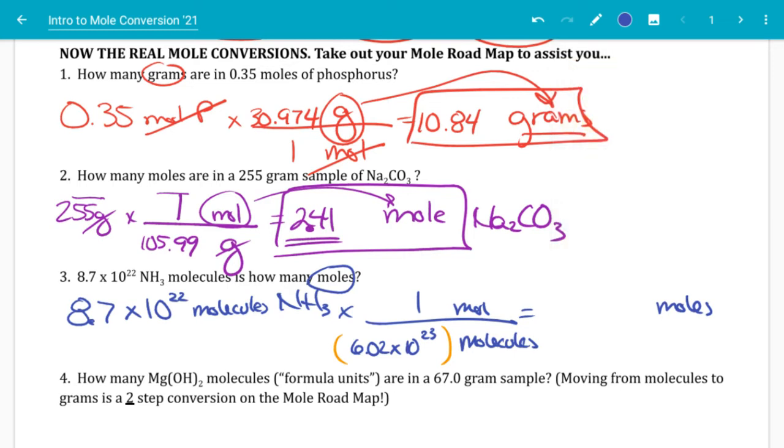So I'm going to do 8.7. I'm typing it into my calculator, 8.7 times 10, and for me, it's y to the x, 22. And now I'm going to divide it by parentheses, 6.02 times 10 to the 23rd, close parentheses, and then I hit equals, or some of you hit return. And I get for an answer 0.1445, blah, blah, blah. So to 2 decimals, that would be 0.14. And that is my answer. And that's moles of NH3, really. I keep forgetting to do that.